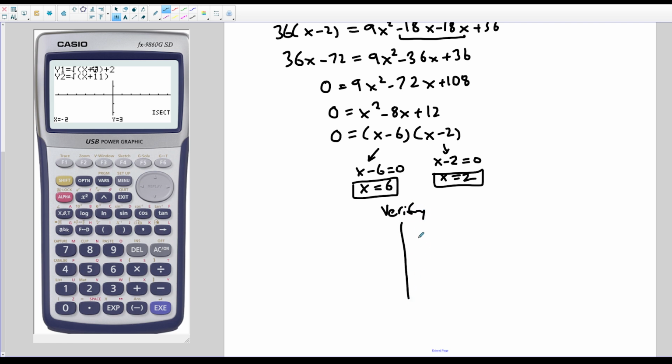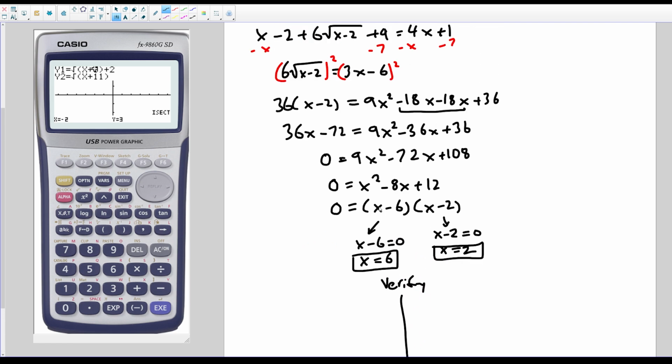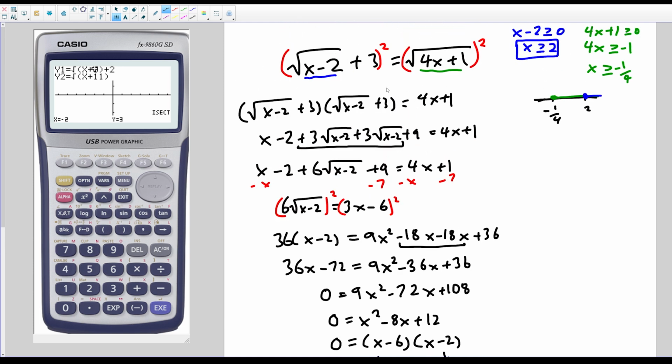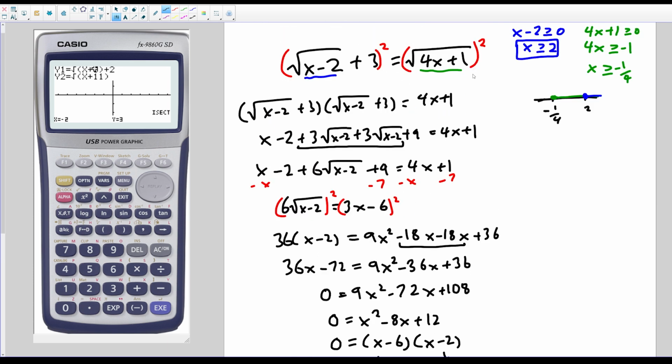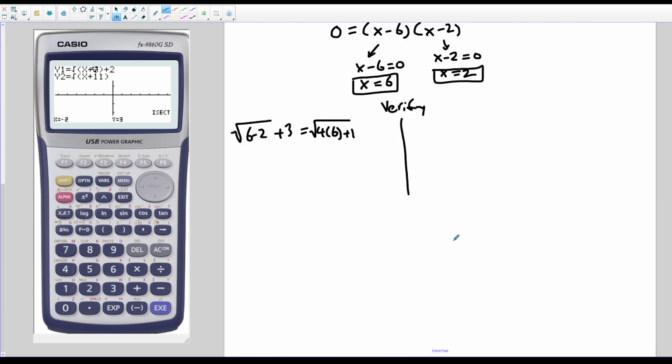So I have two different solutions to verify. We're going to plug these back into our original equation. I've already forgotten it at this point. So I have the square root of 6 minus 2, plus 3, has to equal the square root of 4 times 6 plus 1. And let me double check that. Yep, we're good to go.